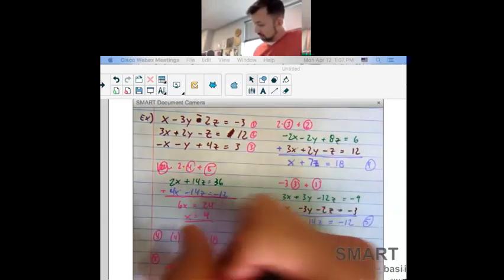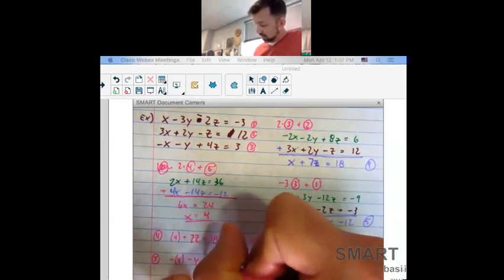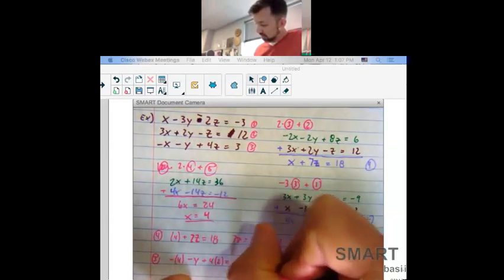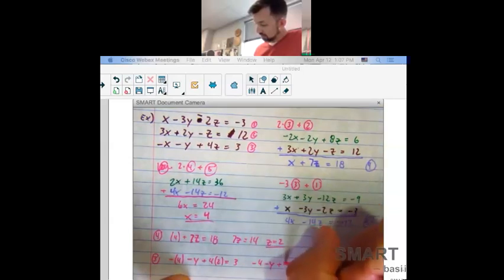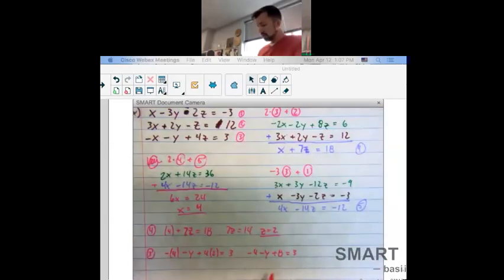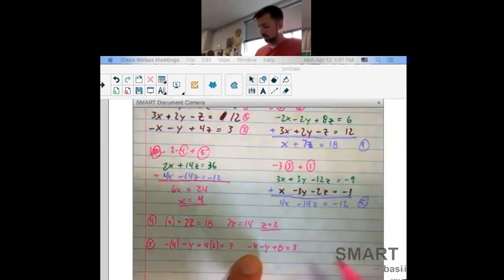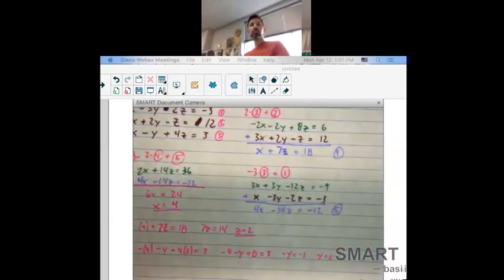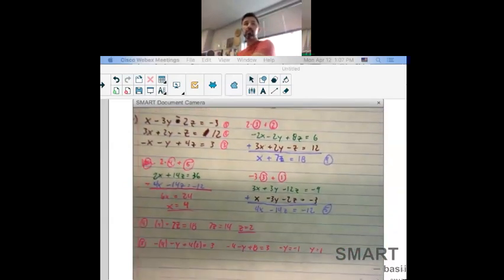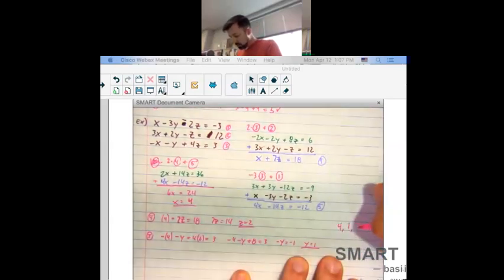So -4 minus y plus 4 times 2 equals 3. So -4 and 8 would have to be 4. Subtracting 4 over would give me -1. Negative y equals -1, which means y is 1. I think the answer is 4, 1, 2.